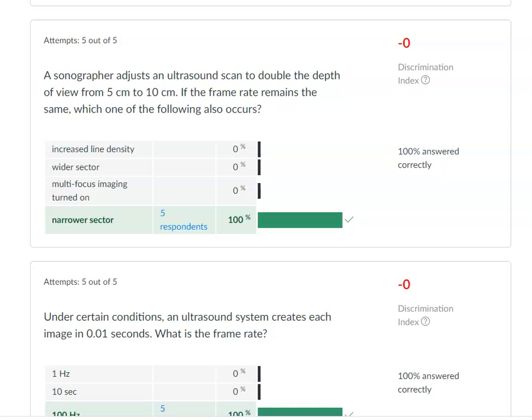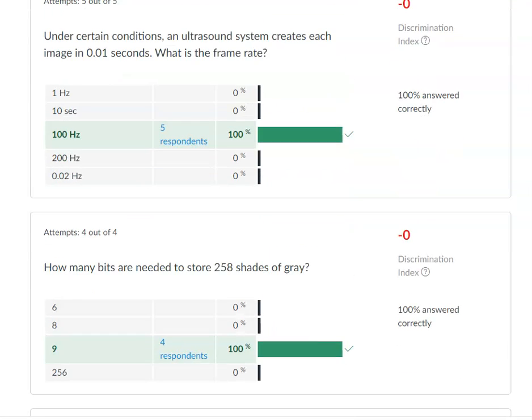A sonographer adjusts an ultrasound scan to double the depth of view from 5 to 10 centimeters, so we're doubling the amount that we're acquiring. What happens to the frame rate? Well, if it stays the same, then something else had to happen. The only choice here that would work is the narrower sector. Everyone got that right? Very happy.